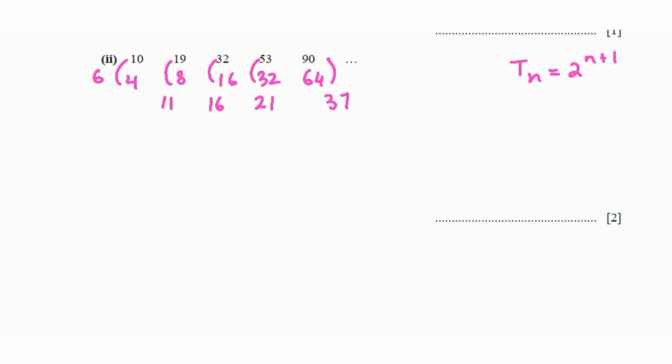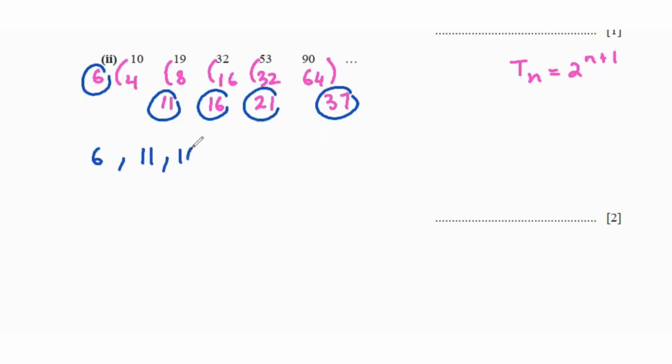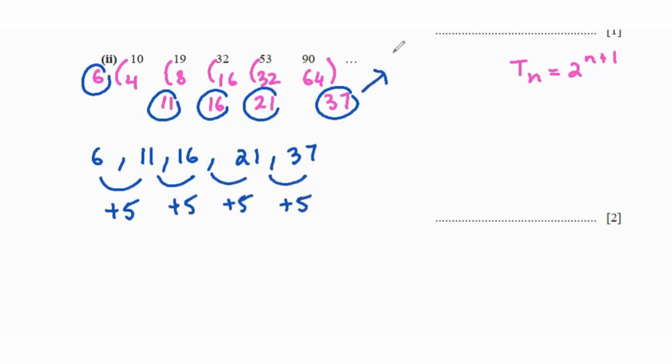So let me just highlight these 6, 11, 16, 21, and 37. This is the difference between each term in the new and the old sequence. So what we will do is, if we write these differences 6, 11, 16, 21, and 37. If we compare these first differences, we can see that there's a difference of 5 between these first differences. This is your first difference. So this is your second difference now.